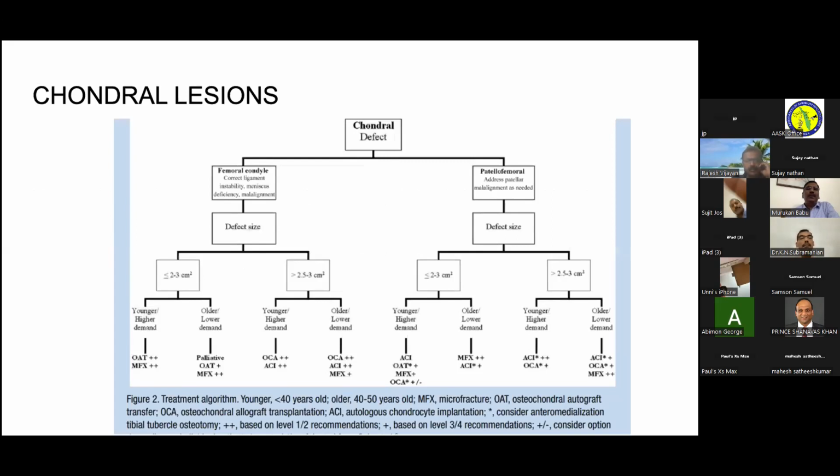So this is the flow chart given for different lesions, the patellofemoral lesions and the femoral and tibial lesions. And most of the time, if the lesion is less than 2 to 3 centimeters square, you can use both microfracturing and OATS. And larger lesions probably may require other types of repair that will be dealt with by Dr. Subramaniam.